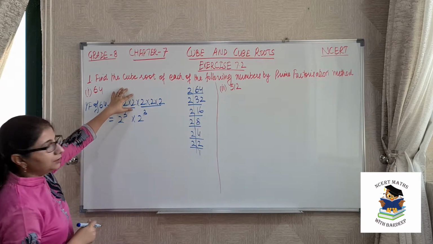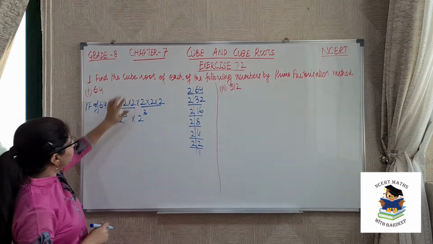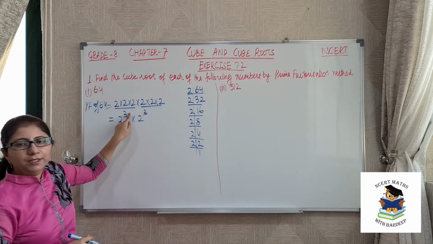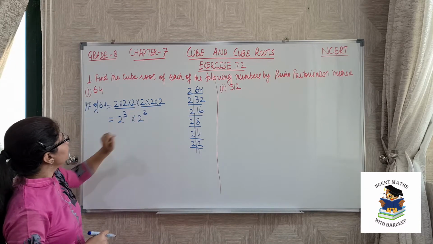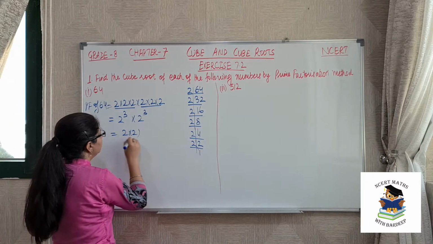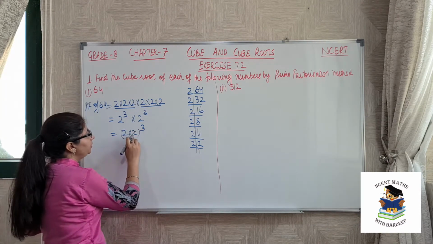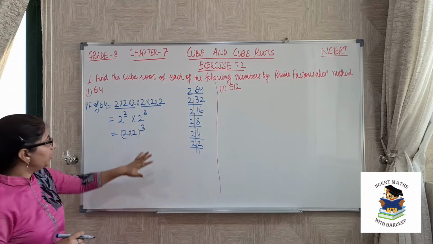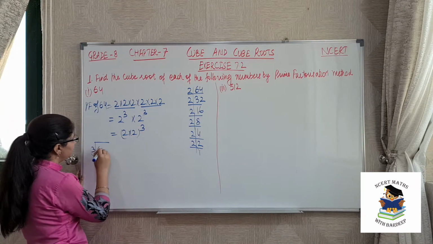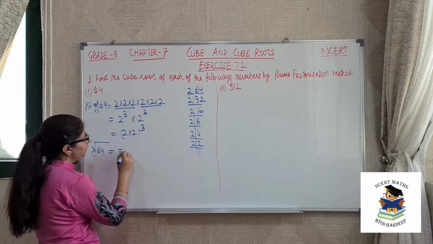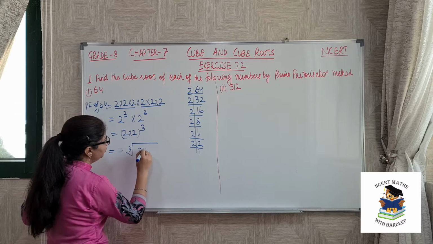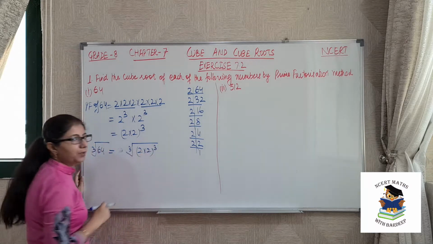Means for each factor we have made one group and we have written it as 2 raised to power 3, because 2 into 2 into 2 can be written as 2 raised to 3. So now using laws of exponents, this and this is a common power, so we can write it outside. So 2 into 2 whole raised to power 3. After this step, we will write cube root of 64 is equal to cube root of 2 into 2 whole raised to power 3.